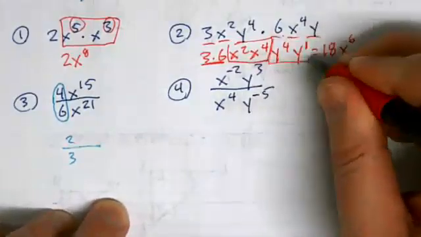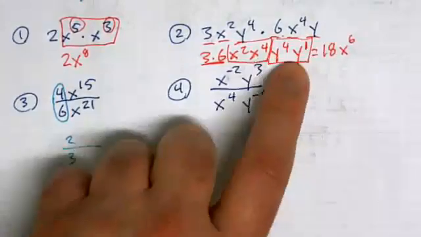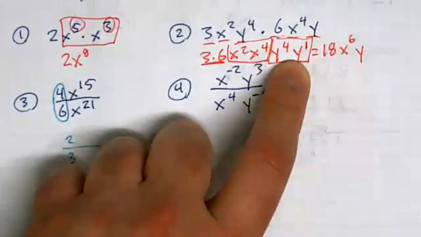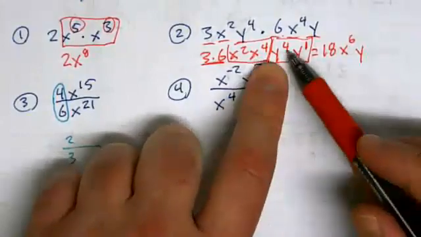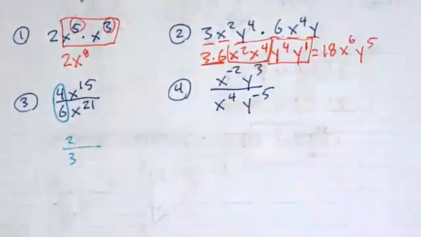And then I got y to the 4th times y to the 1st. Again, I'm multiplying those two things together, so the exponents are going to add. 4 plus 1 is 5. So final answer would be 18, x to the 6th, y to the 5th.